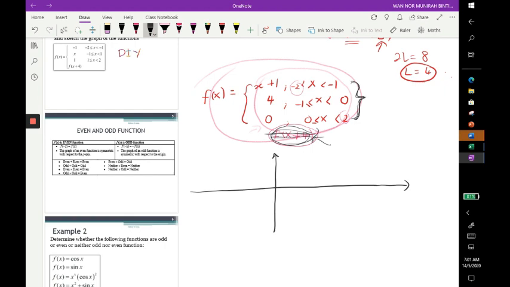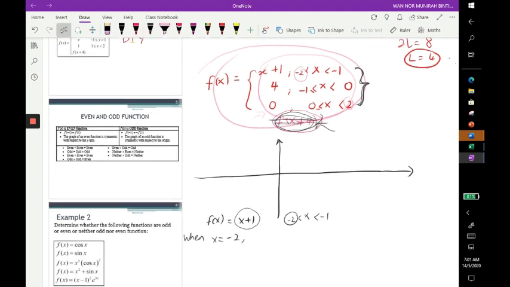Okay, how to sketch? You say that you have f(x) equals x plus 1. In your mind, you must know that you have a linear function, so the graph will be a straight line. Okay, f(x) equals x plus 1, x from negative 2 to negative 1. So you just take this one. When x equals negative 2, what is f(x)? f(x) equals negative 2 plus 1, so equals negative 1. So the coordinate is (negative 2, negative 1).